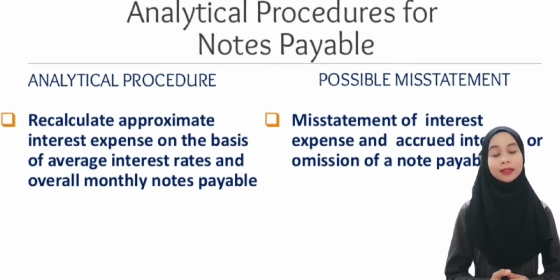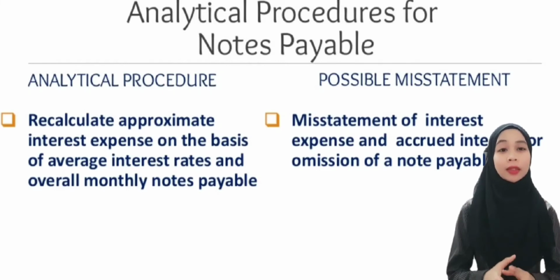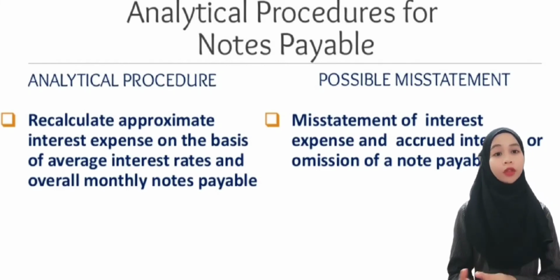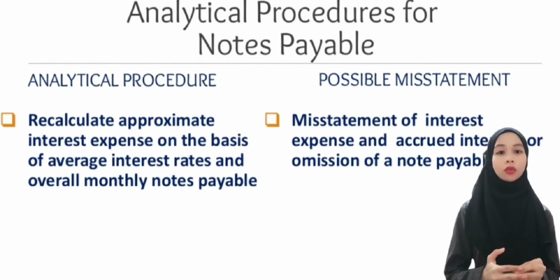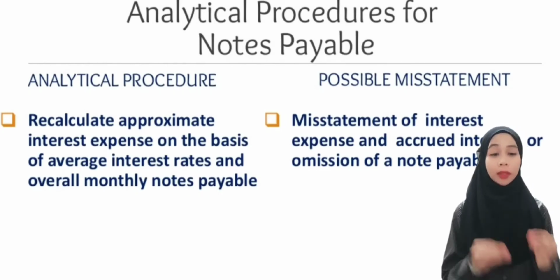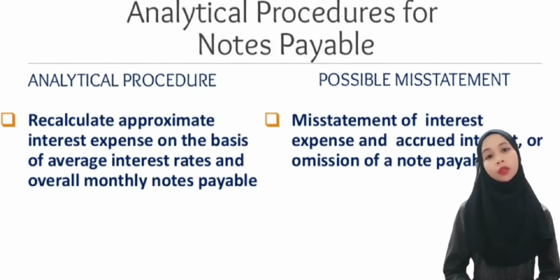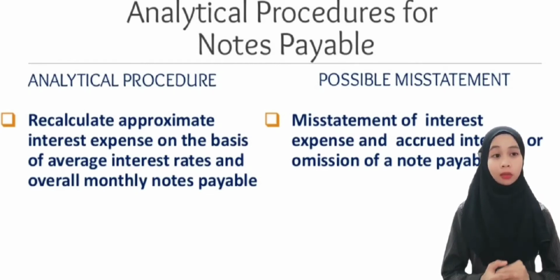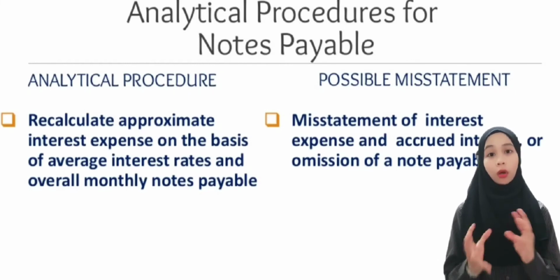The last analytical procedure is to recalculate approximate interest expense on the basis of average interest on notes and overall monthly interest payable. So the possible misstatement here is misstatement of interest expense and accrued interest or omission of a notes payable.